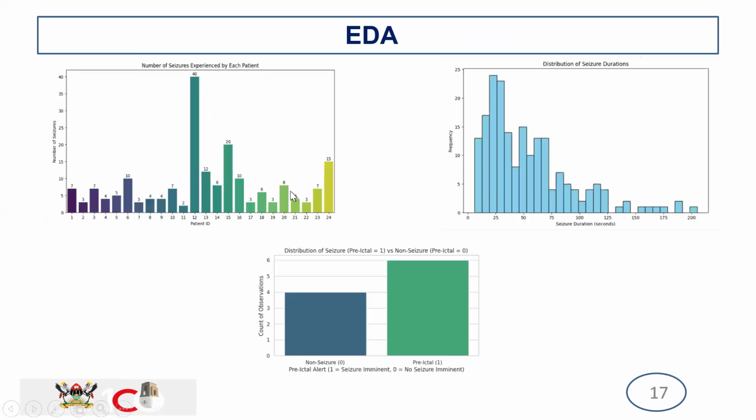An existing EDA already done looked at the number of seizures experienced by each patient, and the patient with ID 12 experienced the maximum seizures, around 40. We looked also at the distribution of seizure durations, and most seizures took between 15 to 100 seconds. And then the distribution of seizures and non-seizures according to the ictal labels, ictal 1 or ictal 0.